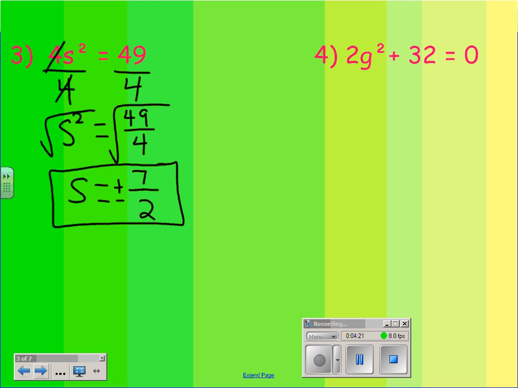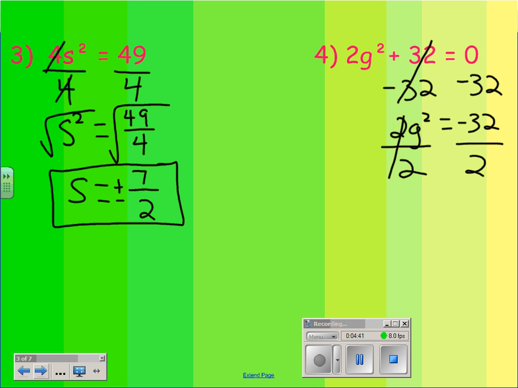Number 4. 2g squared plus 32 equals 0. So we want to get 2g squared by itself. To do that, I want to subtract 32. 2g squared equals negative 32. And from here, I would divide through by the coefficient of 2, and I end up with negative 16.